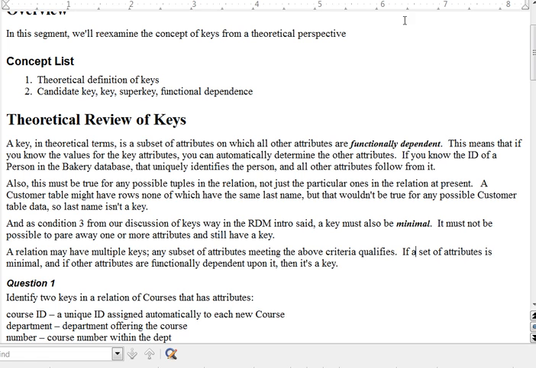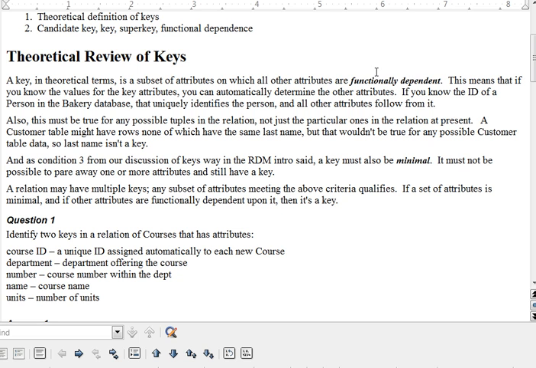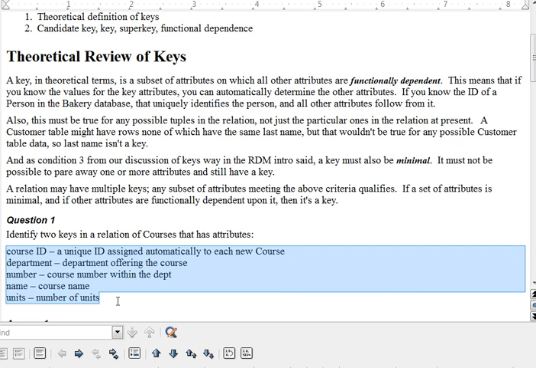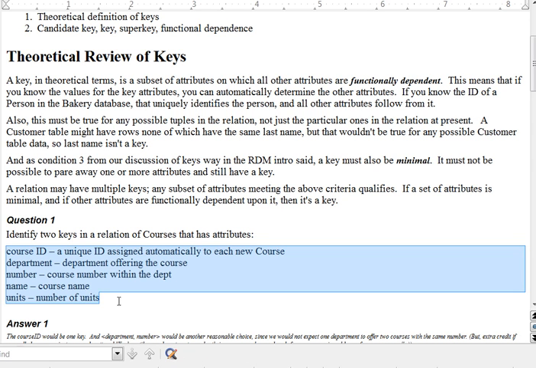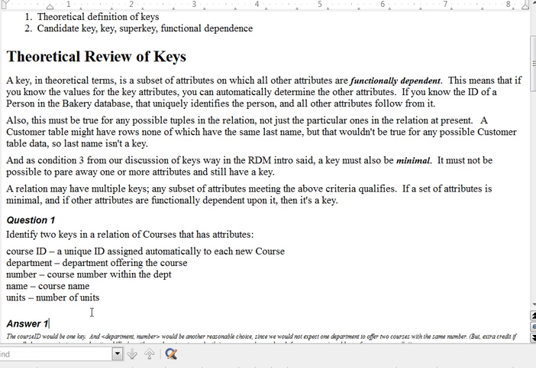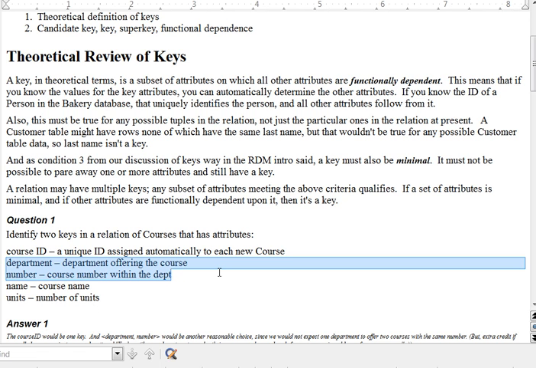So, for instance, question 1 here. Identify two keys in a relation of courses that has the following attributes here. Two different sets will answer to those criteria, minimal and others are functionally dependent on it. Which two? Well, the course ID, by way of answer, is certainly one key. And then also, the department and number combination would be a reasonable choice, since we would not expect one department to offer two courses with the same number.